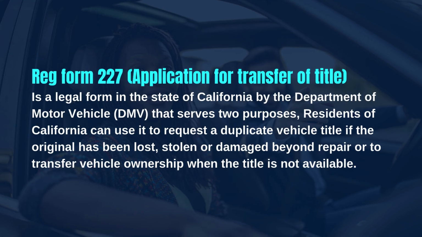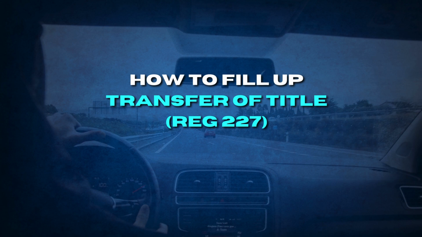Registration Form 227 or application for transfer of title is a legal form in the state of California by the Department of Motor Vehicles, DMV, that serves two purposes. Residents of California can use it to request a duplicate vehicle title if the original has been lost, stolen or damaged beyond repair, or to transfer vehicle ownership when the title is not available. How to fill out transfer of title.